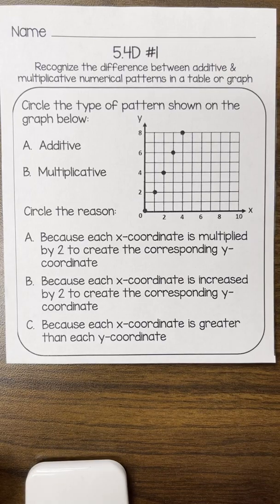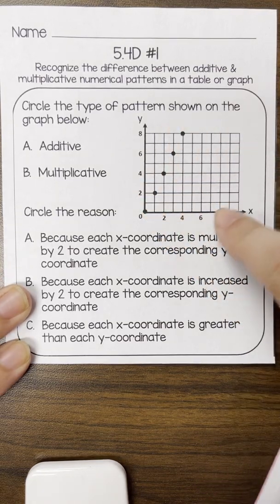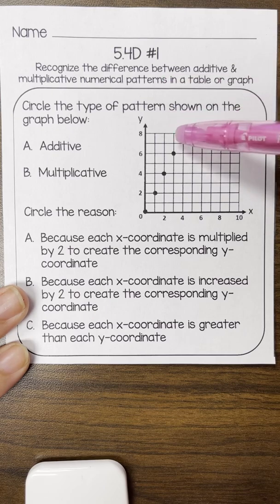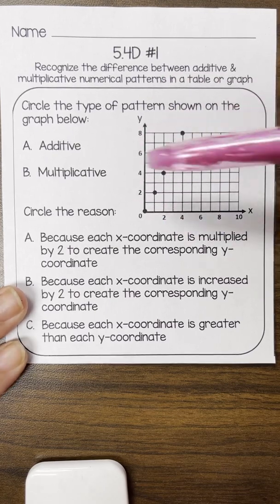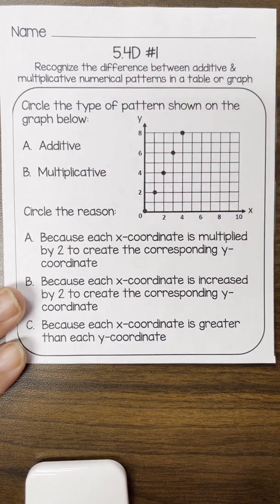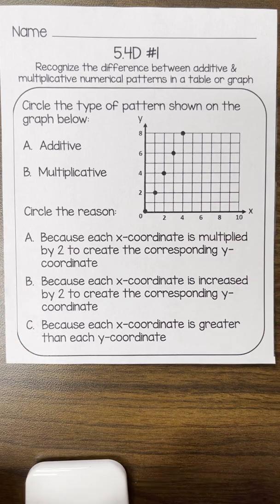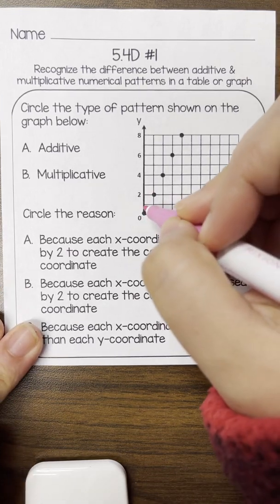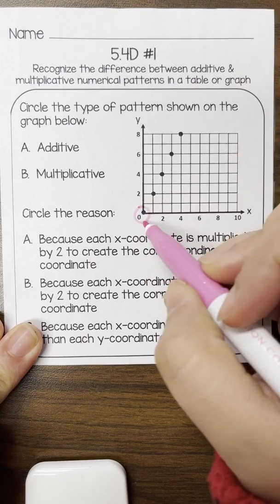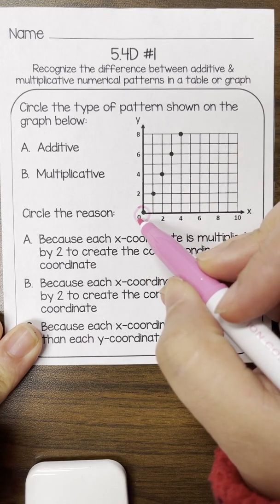Hey guys, today we're going to be talking about additive and multiplicative relationships, but this time we're going to be using graphs, okay? So we have a graph here and we need to decide whether it's additive or multiplicative. Now, the easiest way for you to figure out whether this is an additive or multiplicative relationship is to look at the origin, okay? So this is the origin where we have 0, 0, okay?